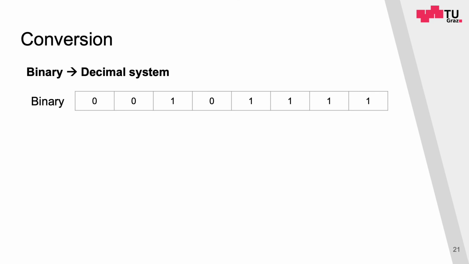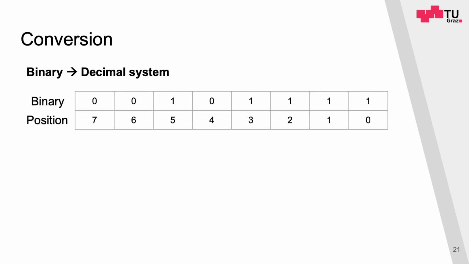So now let's look at some conversions. At this step, we learn how we can convert a binary number into a decimal number. First we need to write down the binary number, and in this case we have an 8-bit binary number. Then the next step is to write down the position of each bit.